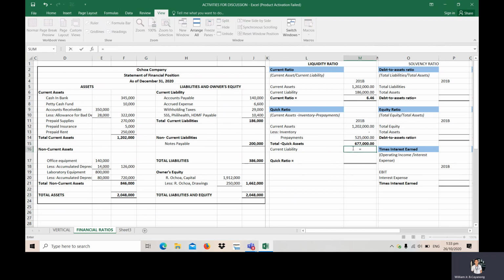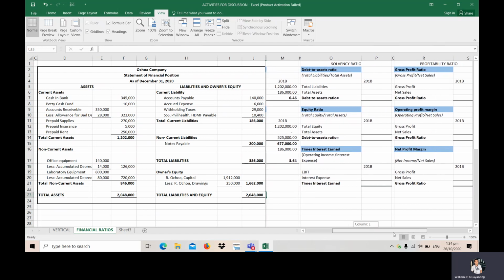Then our current liability is still the same, 186,000. Therefore, our quick ratio is 677 divided by 186, which is 3.64. The figure is still good because it tells us that our quick assets are still higher than our current liabilities. Therefore, we have the capacity to pay our currently maturing obligations, because it is 300 plus percent higher. Our assets are 300% higher than our current liabilities.